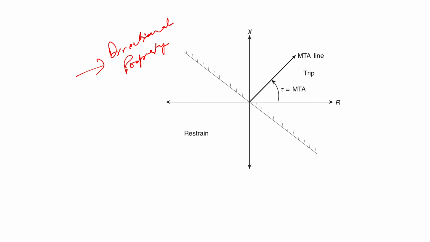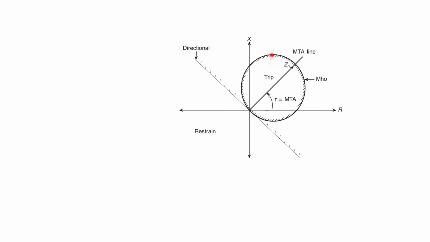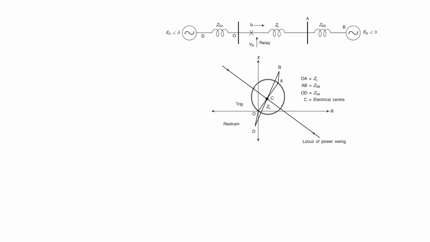So the addition of the voltage restraint to the directional relay causes the radius to take a finite value and collapse into a circle with a diameter which equals Zn. So the Moore relay very much possesses the directional property, which makes it so useful. This is the directional property exhibited by the Moore relay, that it will trip only in one direction.